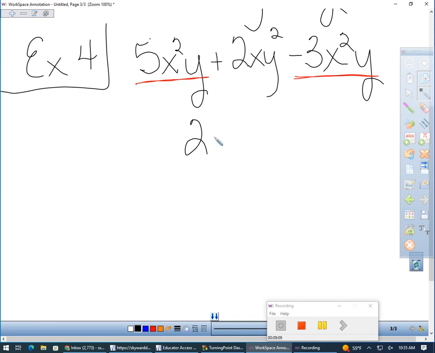So we have 2x squared y. Then, left over without anything to combine with is plus 2xy squared. Okay, you guys did awesome on that one. Well, since you did so good on that one, how about this one?